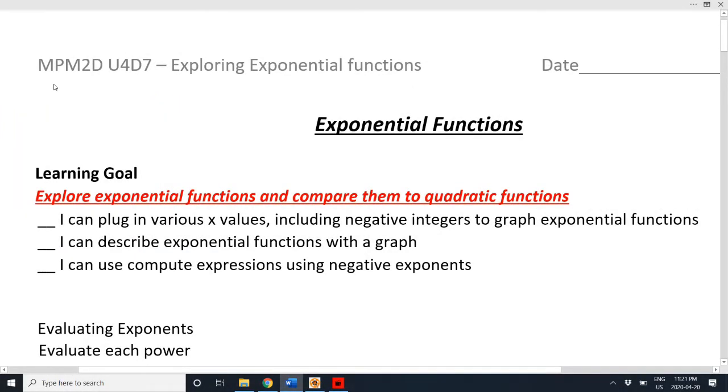Exponential functions. Our learning goal today is to explore exponential functions and compare them to quadratic functions. Please ensure you have the lesson printout so you can follow along with this video.